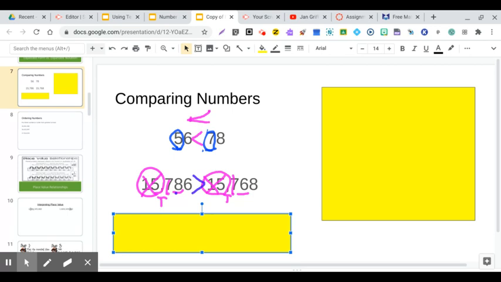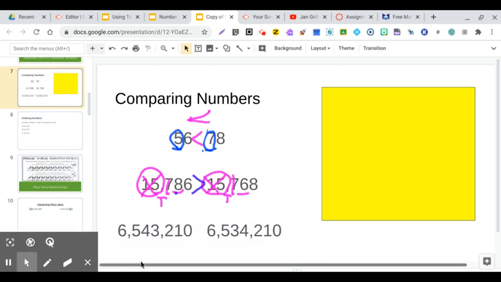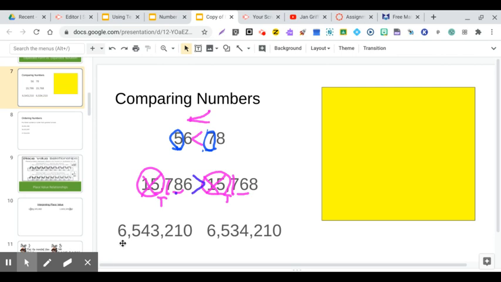All right, so now we have these two very big numbers. And here's our first instance where we get to use not just our T for thousands, but our M for millions. T for thousands, M for millions. Now, again, commas help us focus.